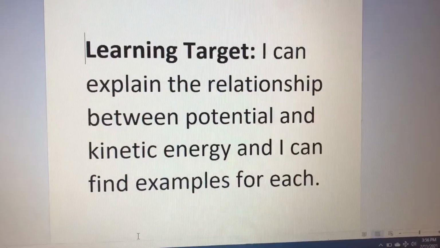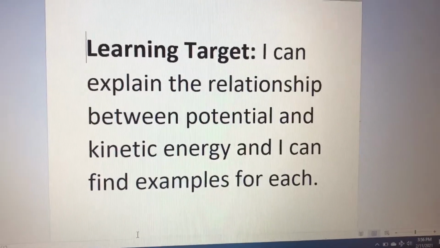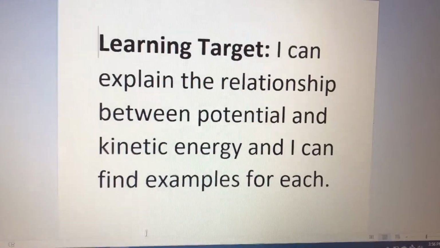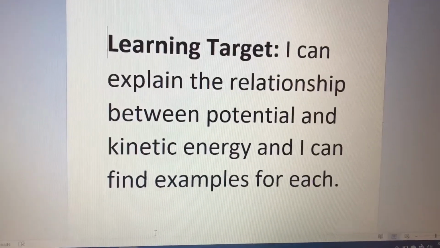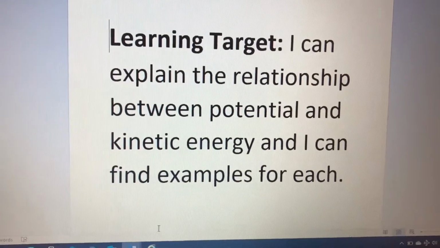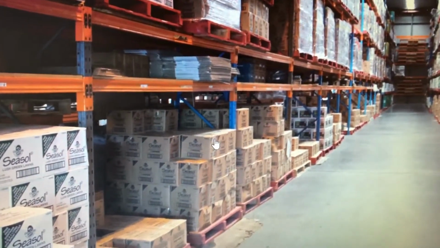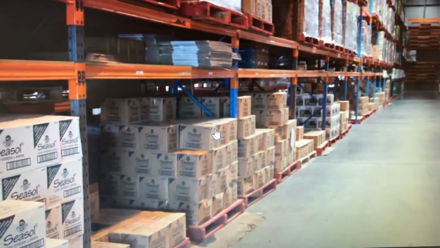So let's look at the learning target so that we know exactly what we're going to explore today, okay? Our learning target is, I can explain the relationship between potential and kinetic energy, and I can find examples for each, okay? So you need to be able to explain it, but also find examples for each type of energy, all right? I want to go back to the way that we finished our last lesson, okay? And we said stored energy is the same as potential energy.